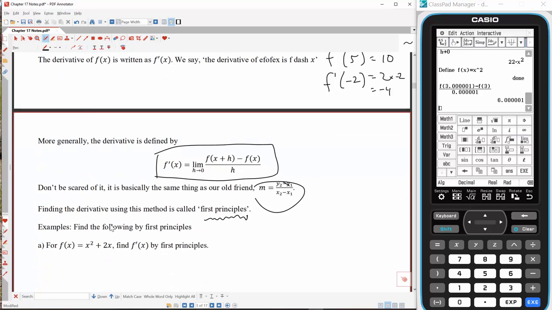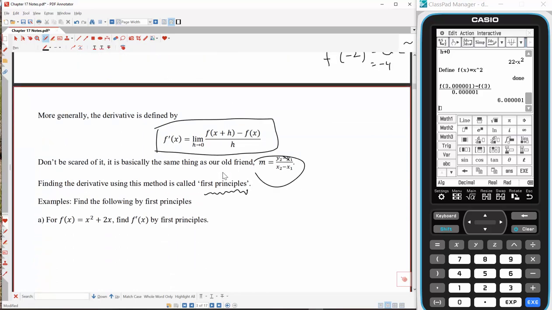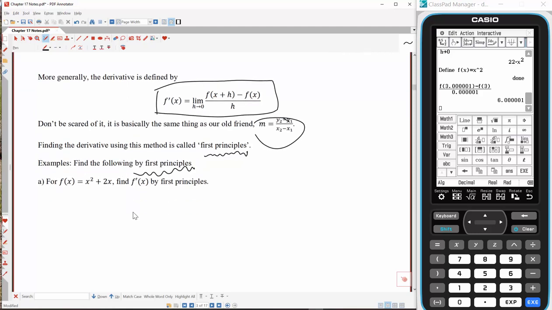All right, so find the following by first principles. So they're telling you they want this using the first principles process. So for f of x equals x squared plus 2x, find f dash x, find the gradient function by first principles. Now, I'm going to let you in on a little secret. I know what the gradient function is, and I can do it by looking at it. Okay, so I know that my gradient function is going to be 2x plus 2. Okay, and you'll be able to do that in 2 days' time. All right, so you'll be able to work out the gradient function for this polynomial by sight.